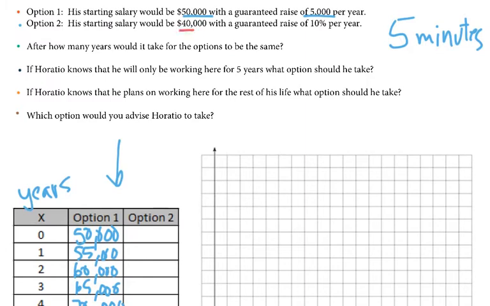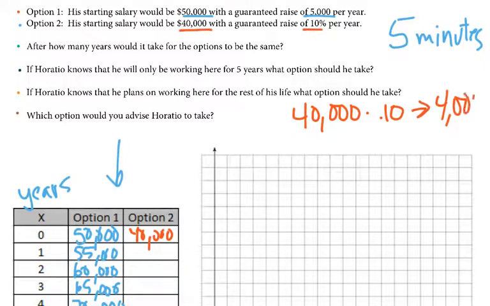For option 2, we're starting at 40,000, so that would be 40,000, and we're guaranteed a raise of 10% per year. If I went 40,000 times 0.10 for 10%, we'd see that we got a raise of 4,000. Now many of you would say, well, option 1 obviously is the best deal, but you have to remember, you take this and you add it to that.